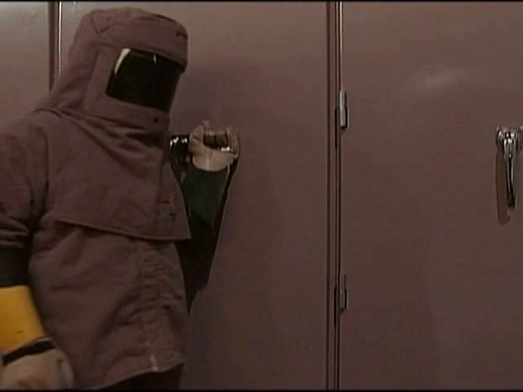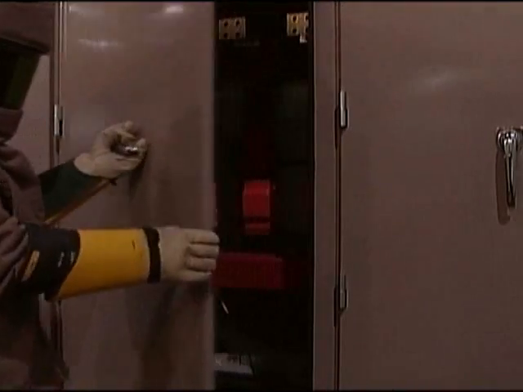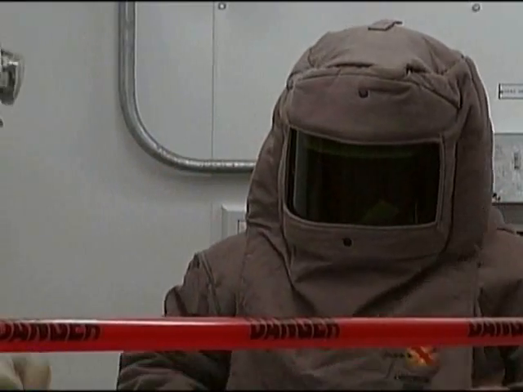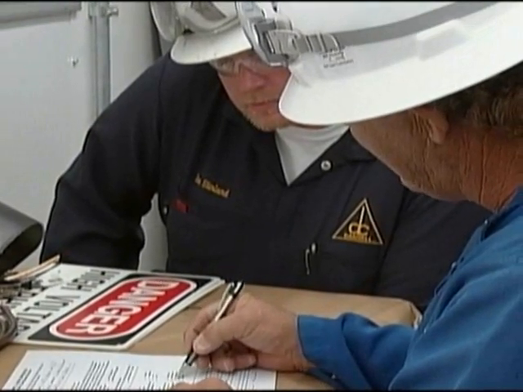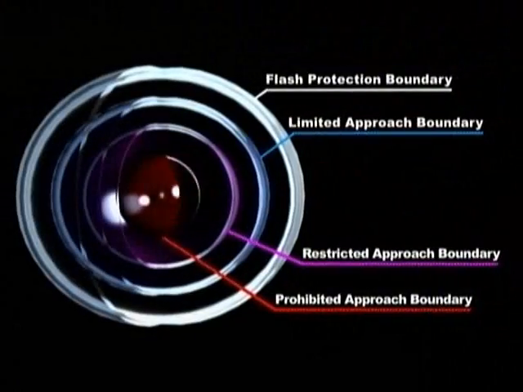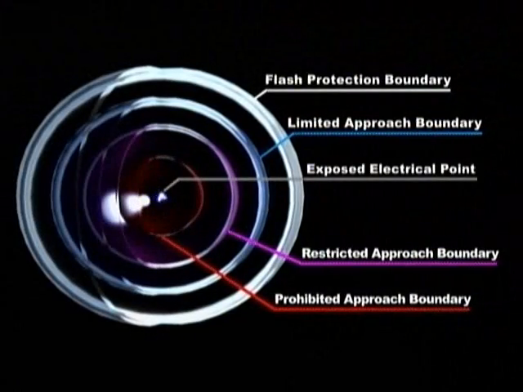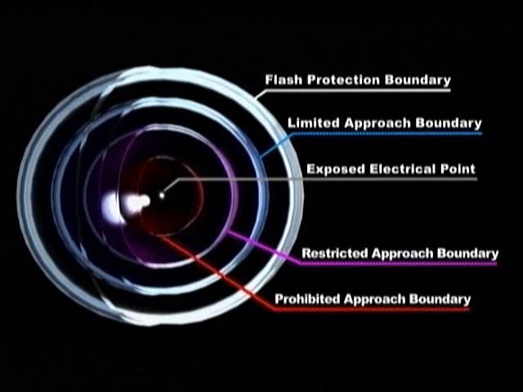If a qualified person is to get inside the restricted approach boundary, then appropriate personal protective equipment must be used and a written plan of work must be approved. The qualified person can get inside the restricted approach boundary only to the extent necessary to perform work. The prohibited approach boundary is considered the same as actually touching the live part.